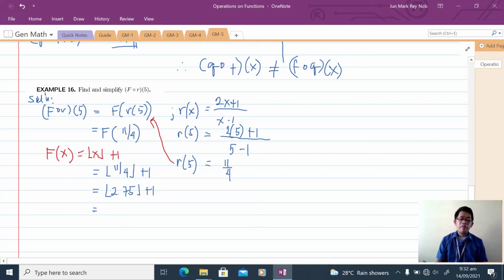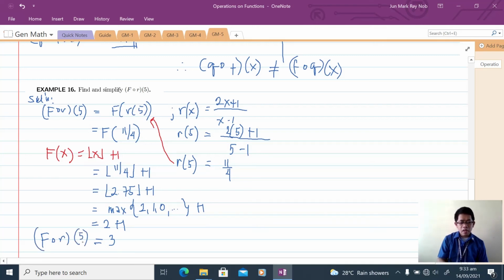By the definition of the greatest integer function, that's basically the maximum of all integers less than or equal to this one. What are the integers less than or equal to this one? We can have 2, we can have 1, we can have 0, and many more. The maximum of all those values is actually 2, and we still have 1 right here. So 2 plus 1 is equal to 3. So this is now our result for the composition of f and r, where our x is 5. Right, so I hope it's clear, class.